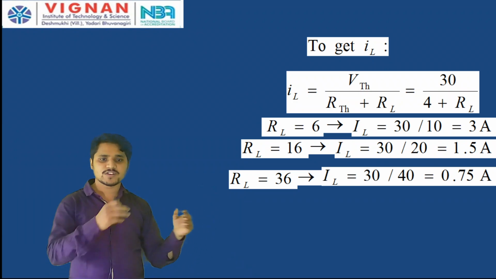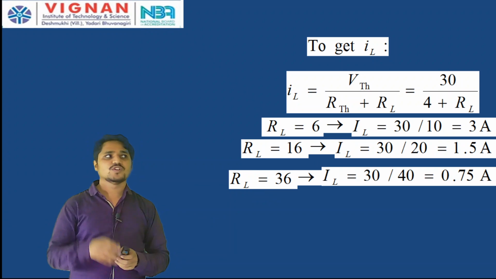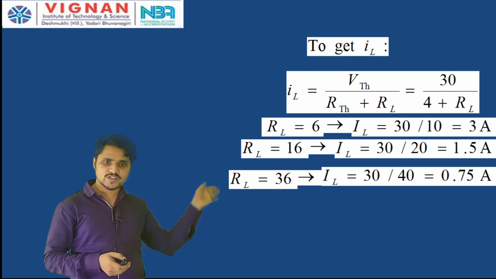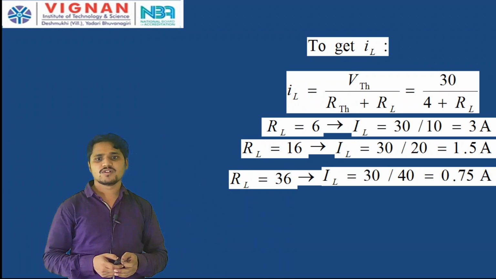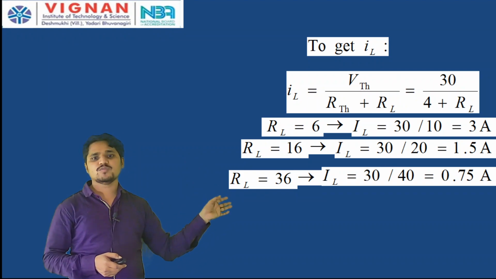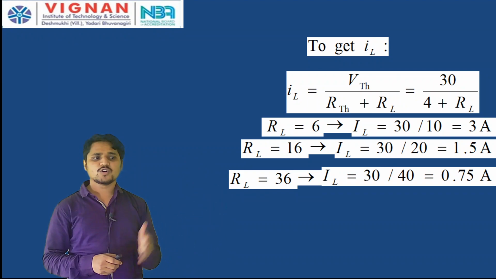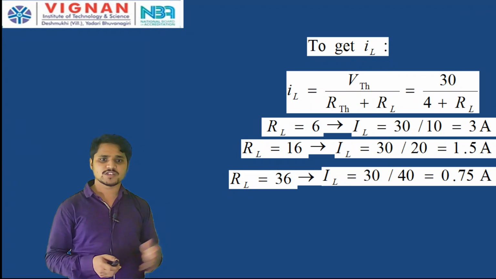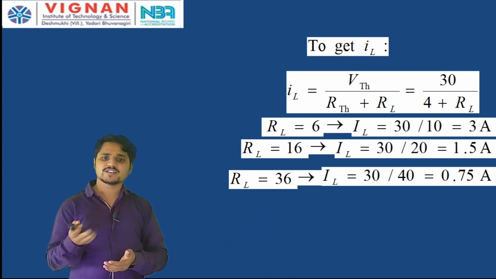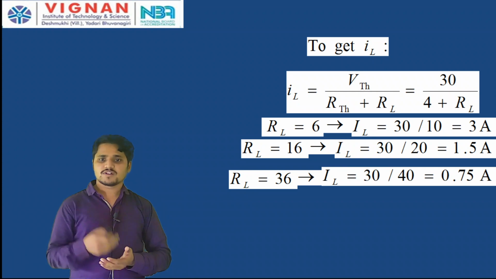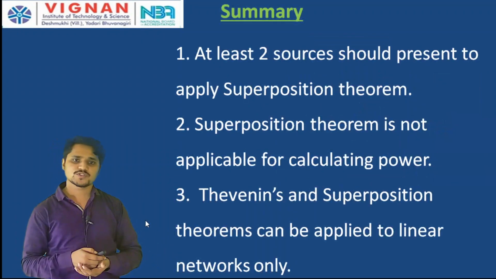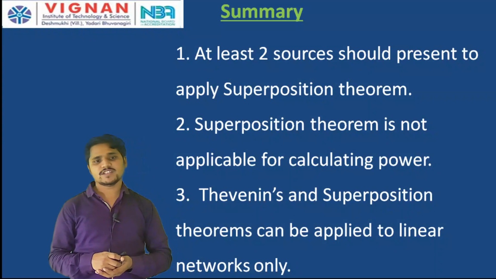If you are changing the loads, for example turning on a fan or turning off other appliances, what is the current drawn by the circuit? When RL is 6 ohms, it is 3 amperes. When RL is equal to 16 ohms, it is 1.5 amperes, so the load is decreasing as resistance is added. RL equal to 36 ohms gives 0.75 amperes. When the load changes, the current also changes. That is how to apply the superposition theorem and Thevenin's theorem for the given network.